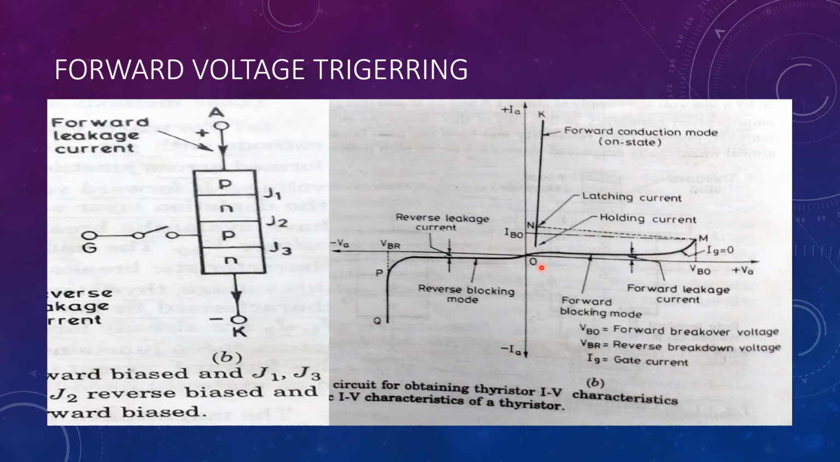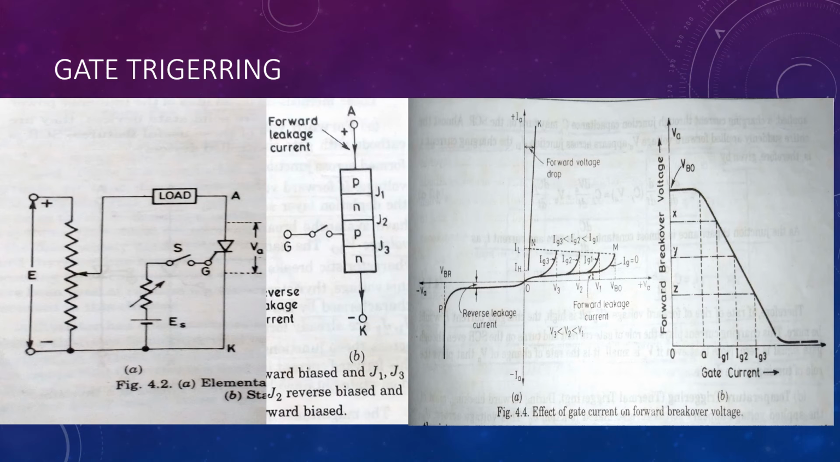Turning on an SCR by increasing the voltage beyond forward breakover voltage is not followed often. This is because the SCR may get damaged. The next method of triggering is called gate triggering.